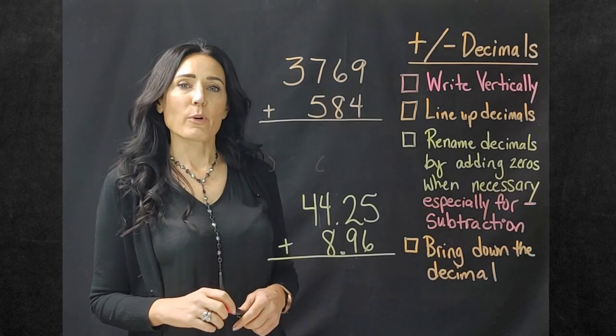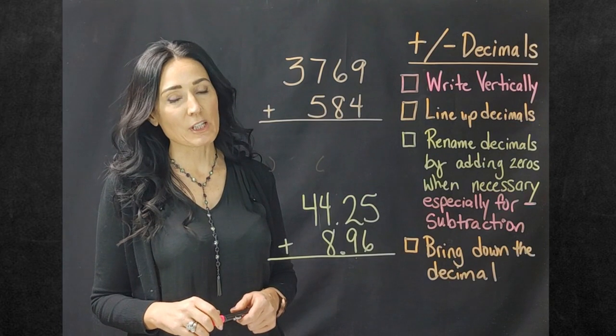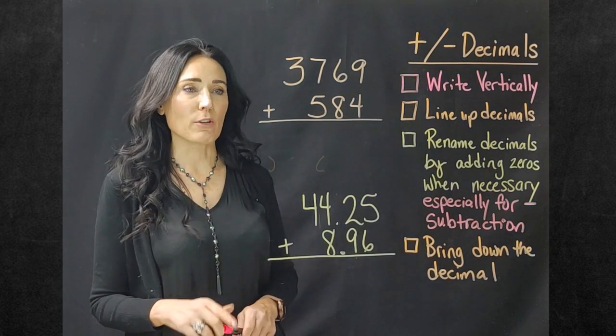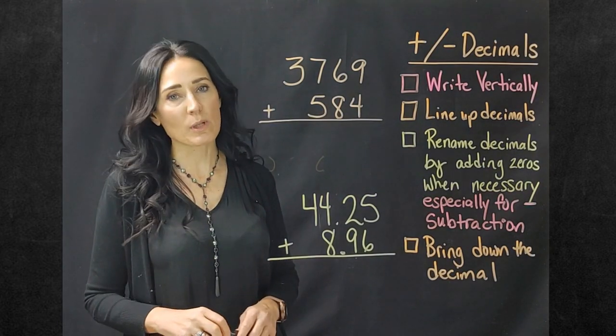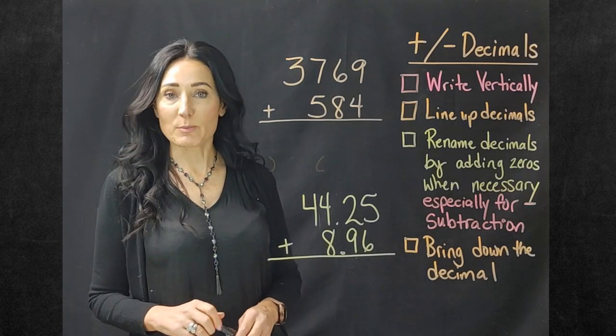All right, so in this video, we're going to be adding some whole numbers, and we're also going to be adding some decimals. So notice in the two examples here, the first example has whole numbers only, and then the second example has some decimals.